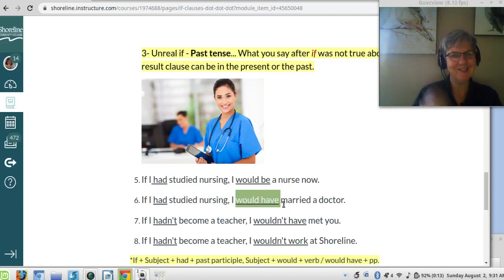Maybe, don't know. So the truth is, I became a teacher, but if I hadn't become a teacher, I wouldn't have met you. I met you a little bit online, but I wouldn't have met you or helped you if I hadn't become a teacher. So would not have. If I hadn't become a teacher, I wouldn't work at Shoreline. That means now. Now I wouldn't work at Shoreline if I hadn't become a teacher when I was young.